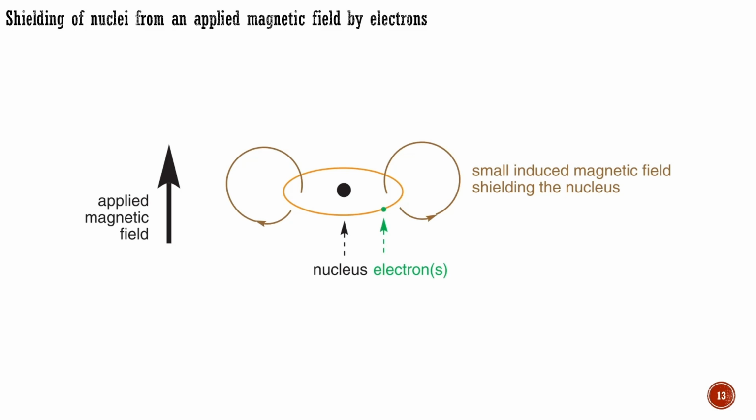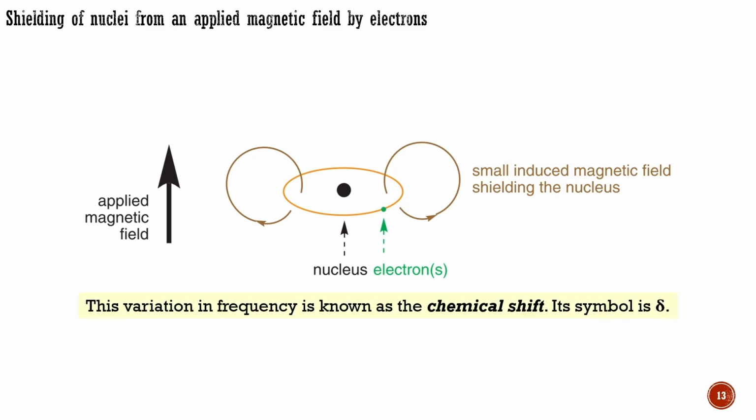The electrons are said to shield the nucleus from the external magnetic field. If the electron distribution varies from carbon atom to carbon atom, so does the local magnetic field experienced by its nucleus, and so does the corresponding resonating frequency. This variation in frequency is known as the chemical shift. Its symbol is the Greek letter delta.